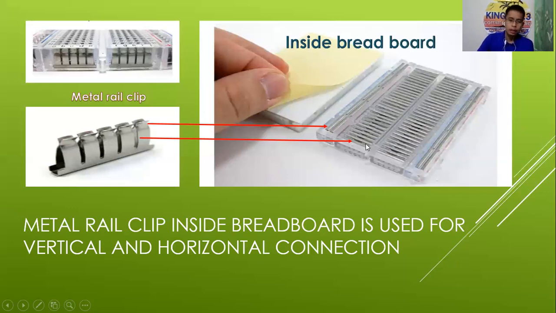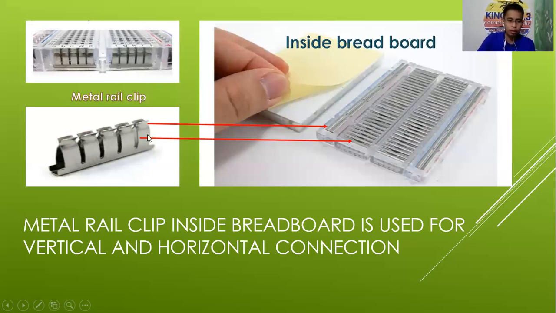And the vertical rails are used for the terminals of the components. They have individual connection for each pin, like an IC. Okay, so it has 1, 2, 3, 4, 5 holes on the top of the breadboard and 5 clips underneath the holes. Okay, those 5 clips or holes are interconnected to each other.